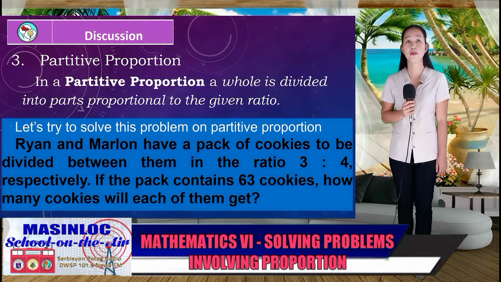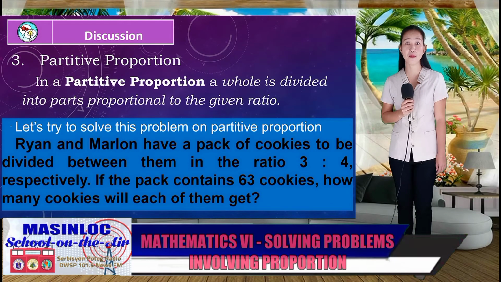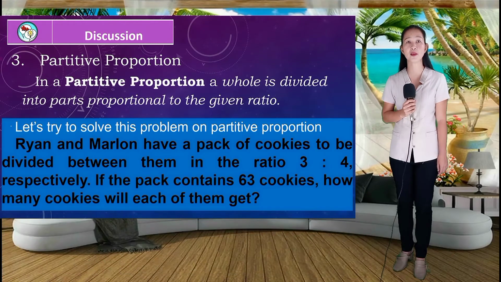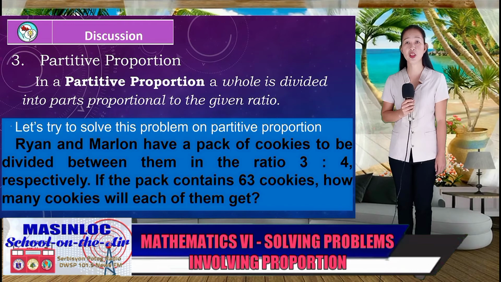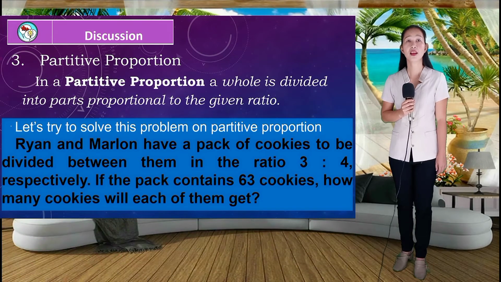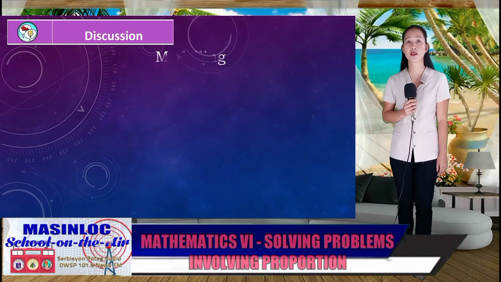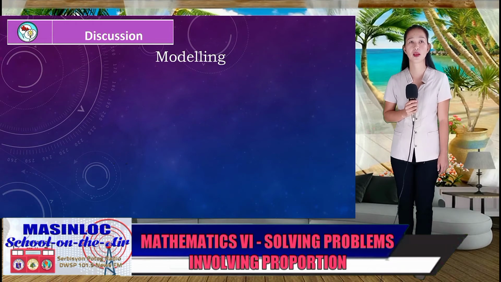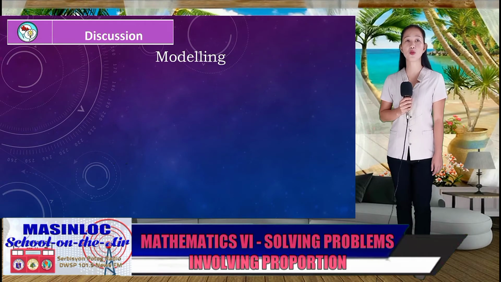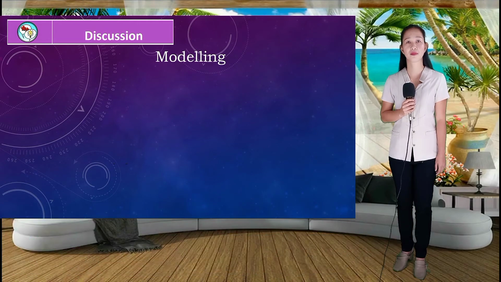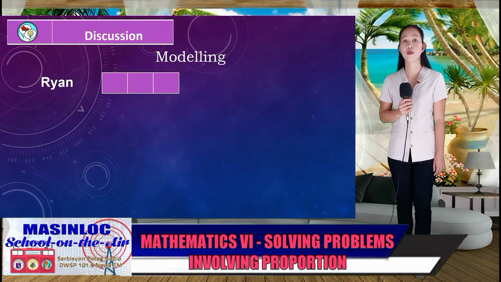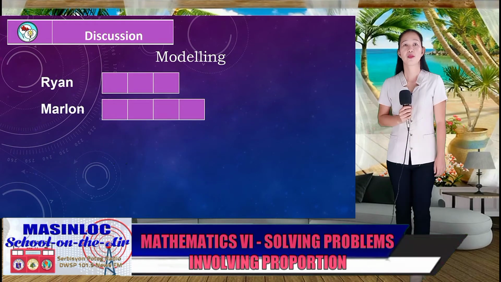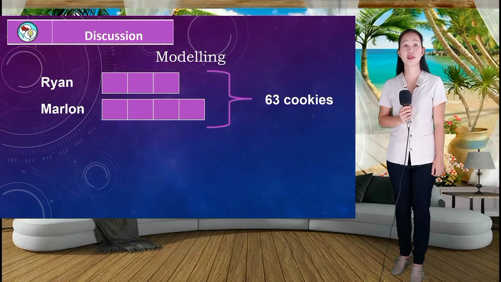Ryan and Marlon have a pack of cookies to be divided between them in the ratio of 3:4 respectively. If the pack contains 63 cookies, how many cookies will each of them get? First, let's solve this problem through modeling to visualize how a partitive proportion works. Let us use blocks to represent the cookies. Let us represent Ryan's cookies with 3 blocks and 4 blocks for Marlon. Ryan and Marlon's cookies is equal to 63.